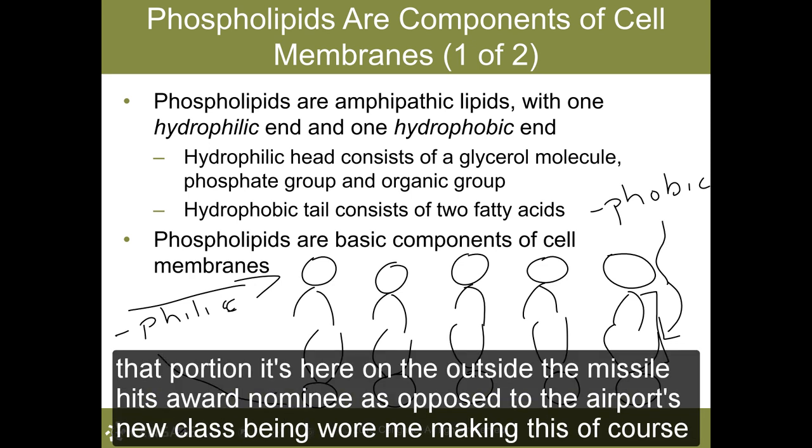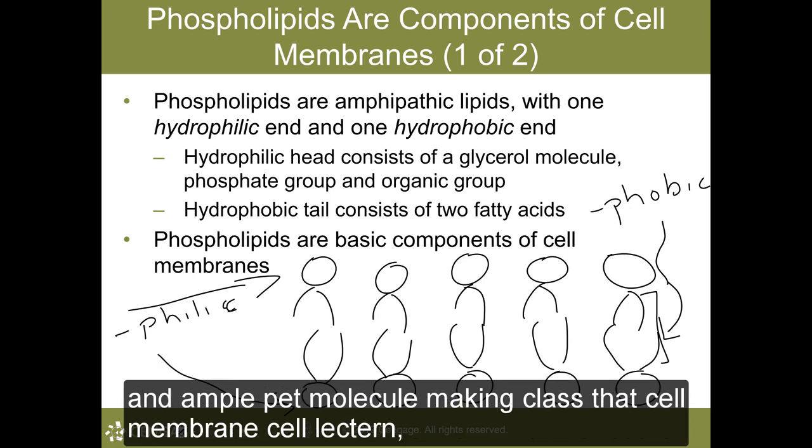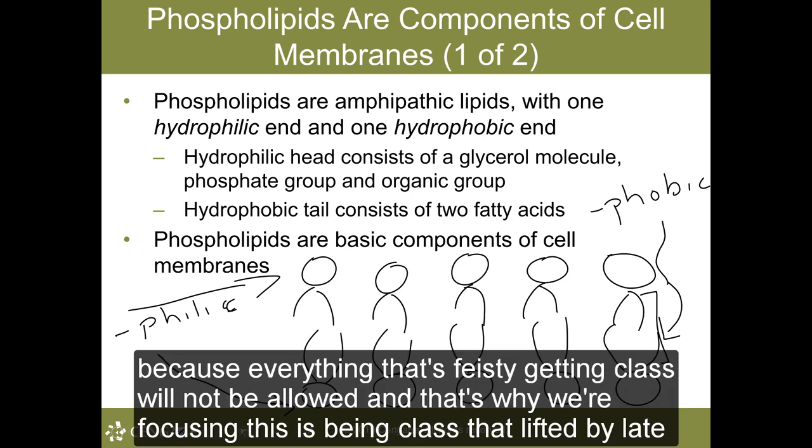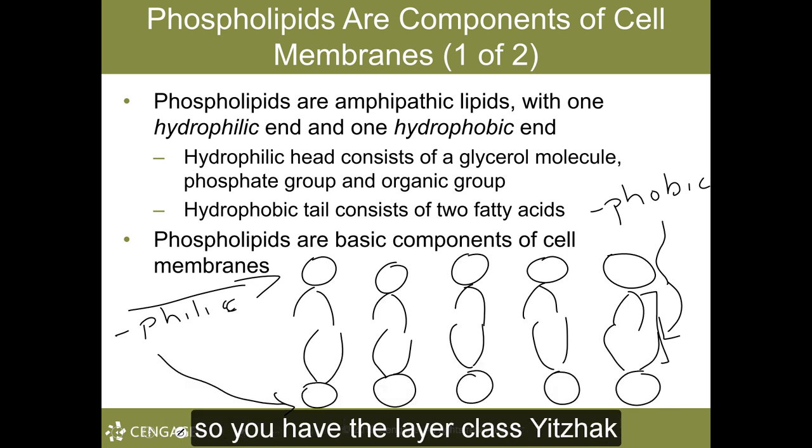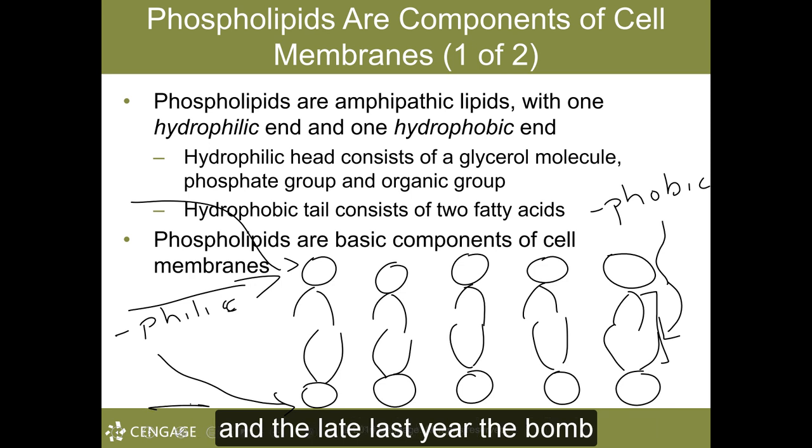I'm doing this to make sure you all know that the portion that's here on the outside, the glycerol heads, are water-loving, as opposed to the inner portion here being water-fearing, making this, of course, an amphipathic molecule, making that cell membrane selectively permeable. Because everything that tries to get in will not be allowed in. And that's why we refer to this as that lipid bilayer. So you have the layer here at the top and the layer here at the bottom.